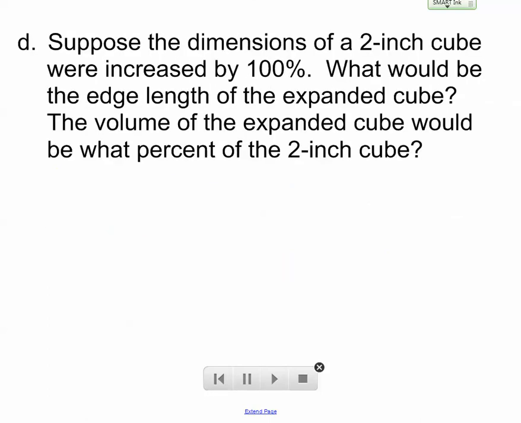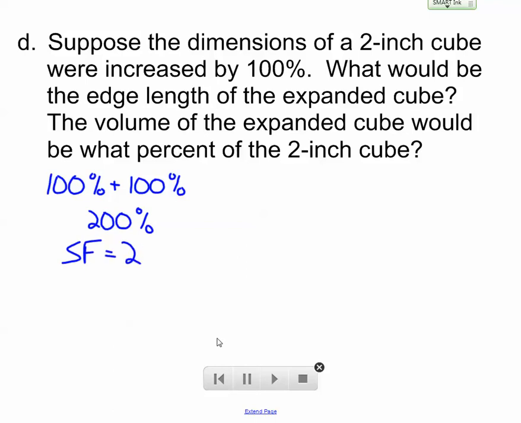Suppose the dimensions of a 2-inch cube were increased by 100%. What would be the edge length of the expanded cube, and the volume of the expanded cube would be what percent of the 2-inch cube? Okay, so we're increasing by 100%. That means the new percentage is going to be 200%. So the scale factor is 2. So the new edge length, it was 2, the scale factor is 2. The new edge length of the expanded cube would be 4.